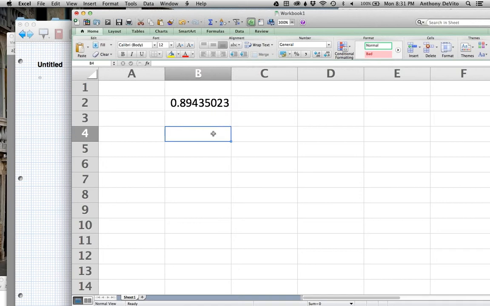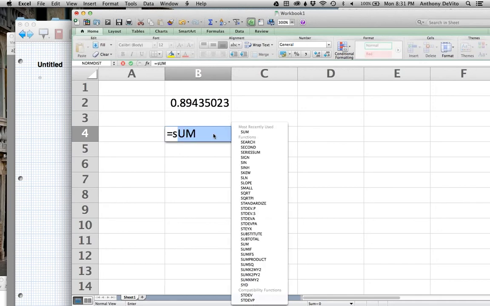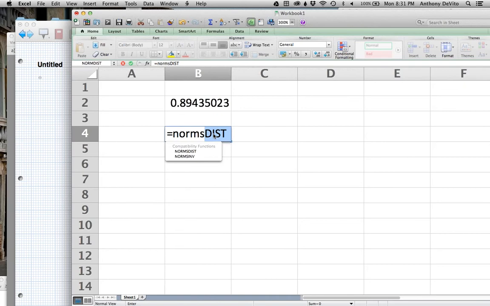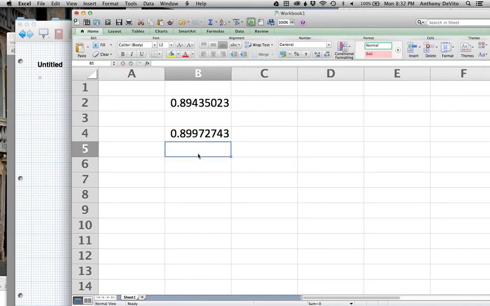If I know the z-score and I want to use it exactly the way I use the table, I would use equals NORM.S.DIST. You could put the dots in there if you want, but you don't need to. Parentheses. Now this time, it just wants to know what the z-score is. And what was the z-score? It's 1.28. It's going to give me the area to the left of a z-score of plus 1.28, and it's 89.997 and so on. So we just did exactly what we did with the table, with Excel.